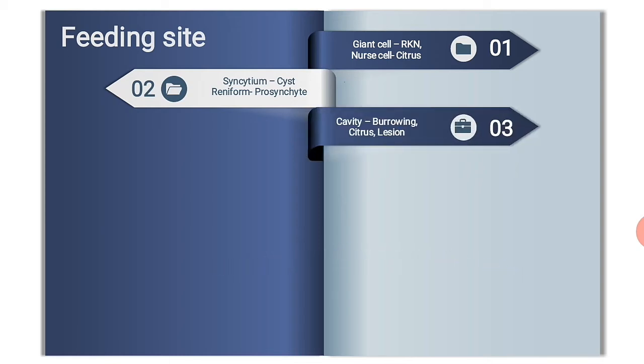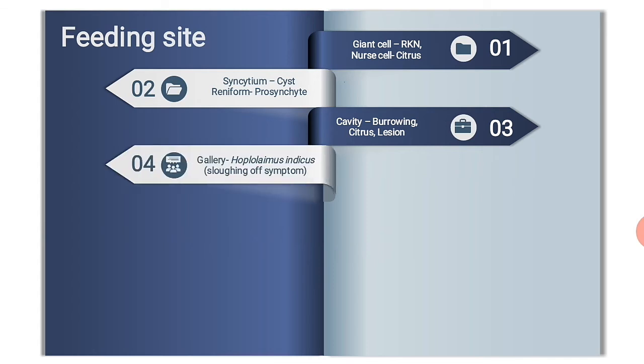Next one is about cavity formation. It is formed by burrowing nematode, citrus nematode, lesion nematode. And burrowing nematode also causes tunneling. So in case of burrowing nematode, two feeding sites are there. One is cavity and also tunneling.